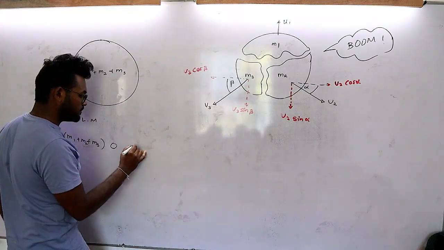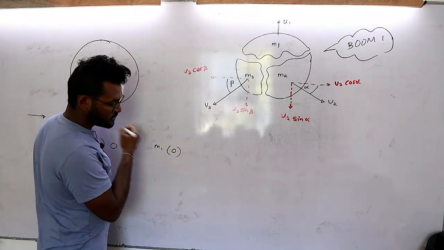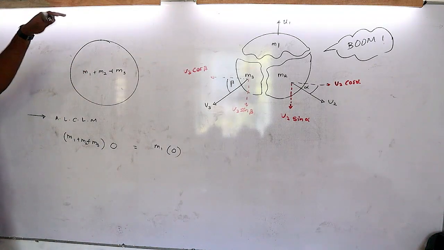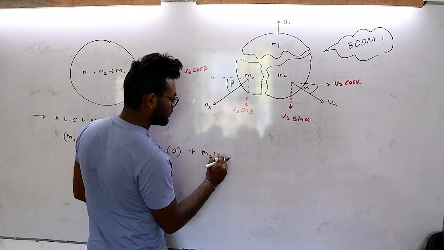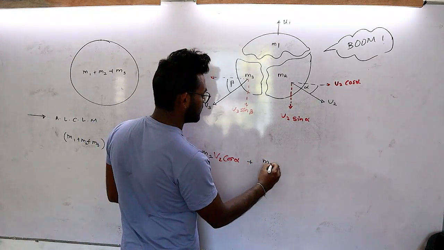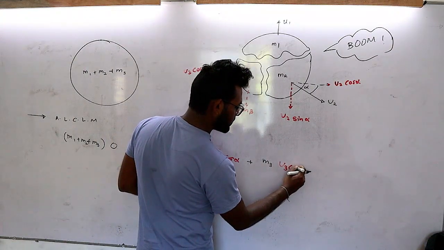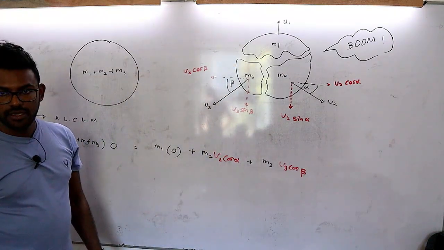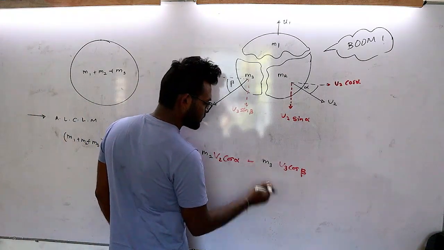Okay, now the final momentum: m1 times 0. Why? I have marked u1 to be vertically up, so there's no horizontal component. Plus m2 v2 cos alpha, plus m3 v3 cos beta, but that is minus, right? Why? We have applied this side as positive, but it is to the other side, so it will be minus. Okay.